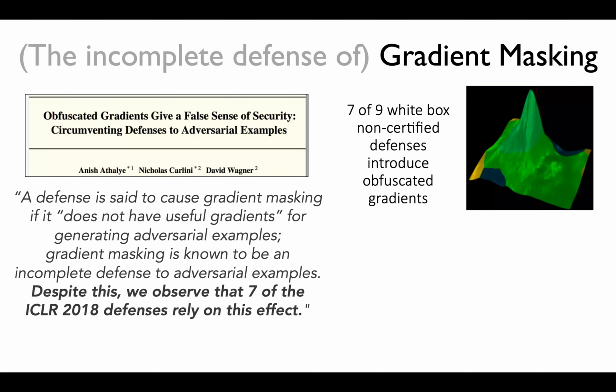So just a brief aside about the defense of gradient masking. This was an approach used by many papers. In fact, this article was published called Obfuscated Gradients Give a False Sense of Security, Circumventing Defenses to Adversarial Examples, again by Carlini and his co-collaborators. They saw that a defense that uses gradient masking, in other words, it does not have useful gradients for generating adversarial examples, is known to be an incomplete defense.